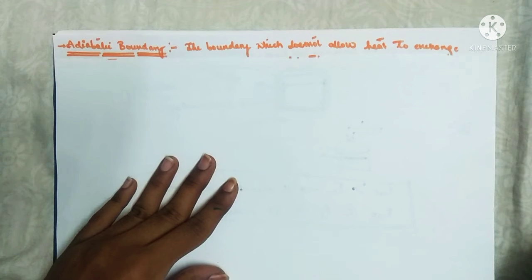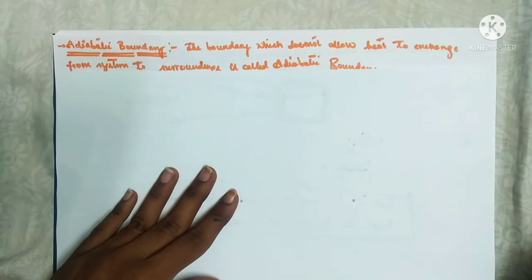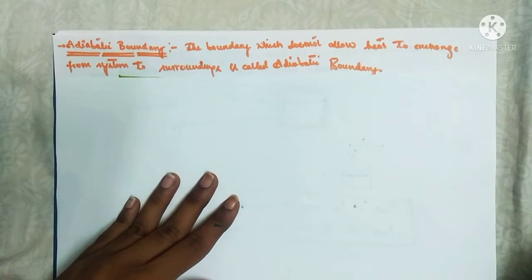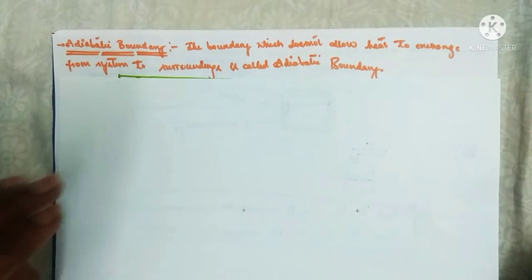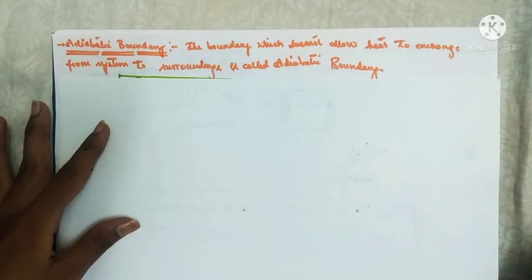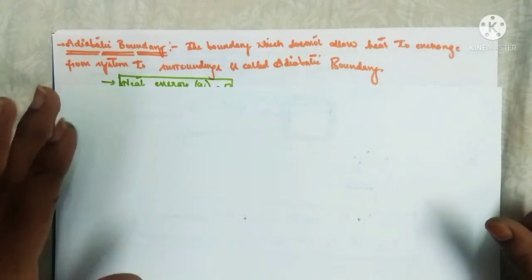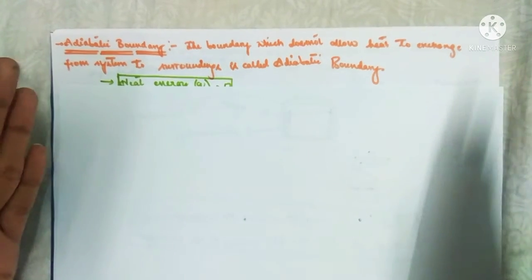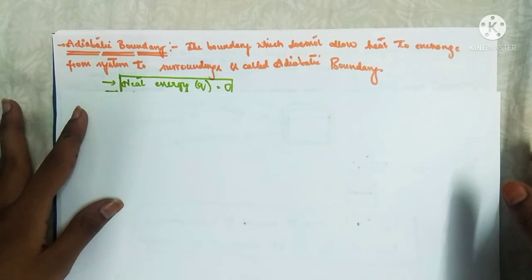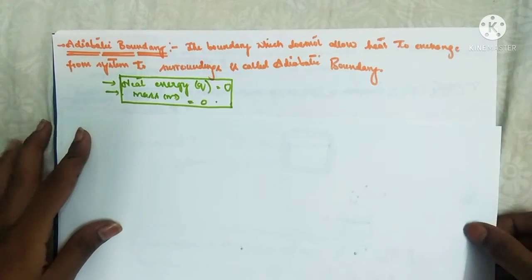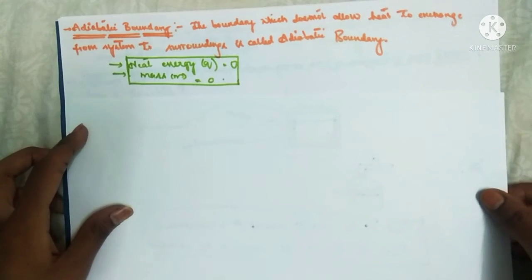Now we are going to learn about adiabatic boundary. The boundary which doesn't allow heat to exchange from system to surrounding is called adiabatic boundary. So we can say that exchange in heat energy is equal to 0, and it doesn't allow any matter to exchange from system to surrounding. So we can say that exchange in mass is also equal to 0.